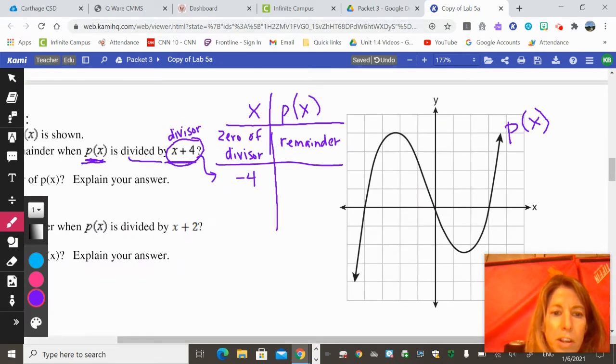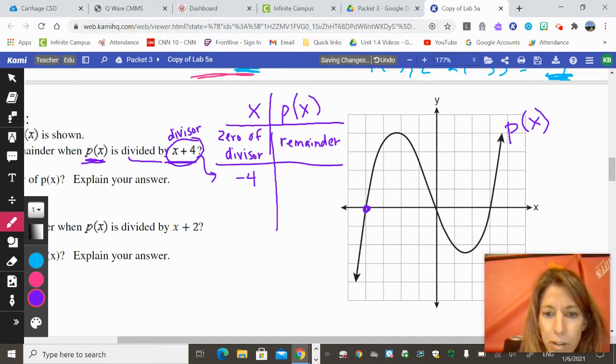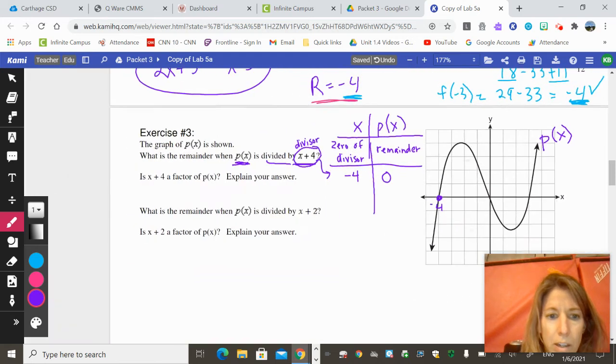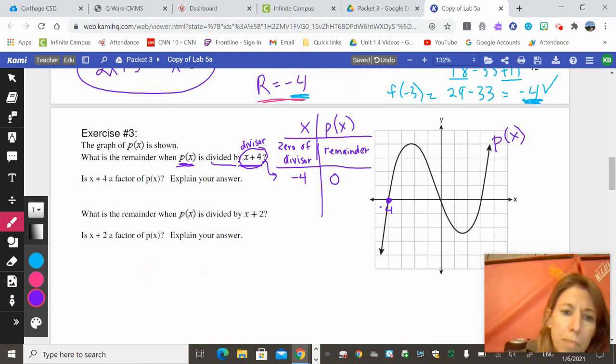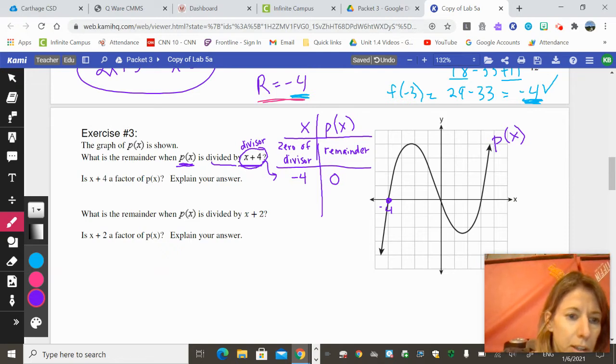Now instead of substituting -4 into an equation that I don't have, -4 is just my x value. So I go to the x value of -4 right here. That's my x value of -4, and the y value just happens to be 0. It's on the x-axis. So what's the remainder when this function is divided by x plus 4? For this one, the remainder is 0. So it's asking, is x plus 4 a factor? Well, yes, because the remainder is 0.